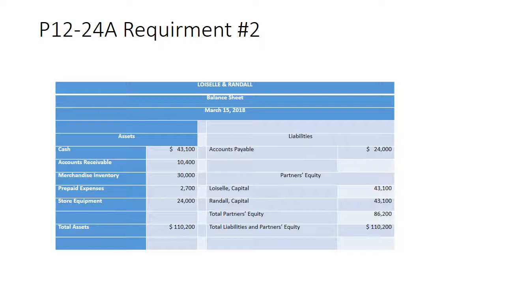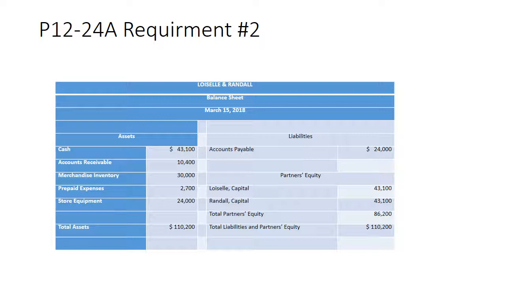Loisel also contributed a liability of $24,000, so the accounts payable is in the partnership now, and it's the liability of the partnership, $24,000. And then each partner's equity will be shown. Loisel's capital balance of $43,100 and Randall capital $43,100. When we add those together, the total partner's equity is $86,200.